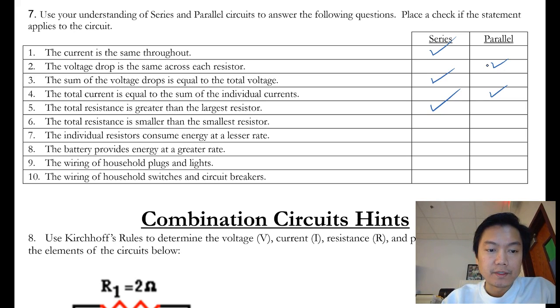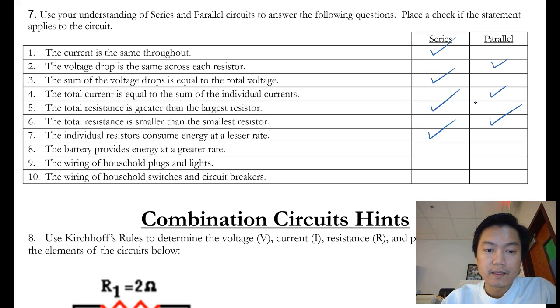Number six, the total resistance is smaller than the smallest resistor. Number seven, the individual resistors consume energy at a lesser rate. And you can tell that by the brightness of the bulb or the speed at which the electrons are flowing in the circuit, when you're looking at a circuit.